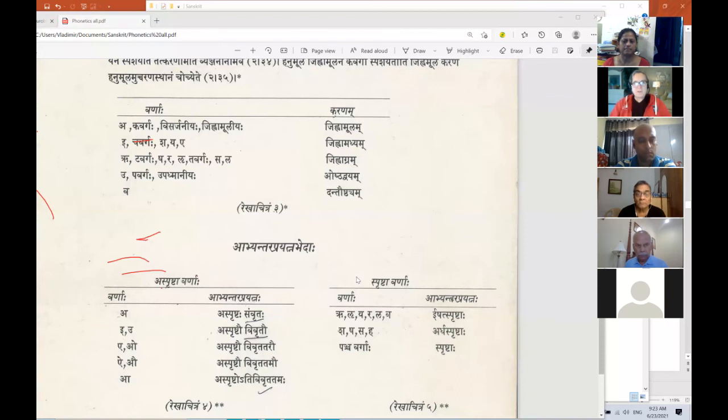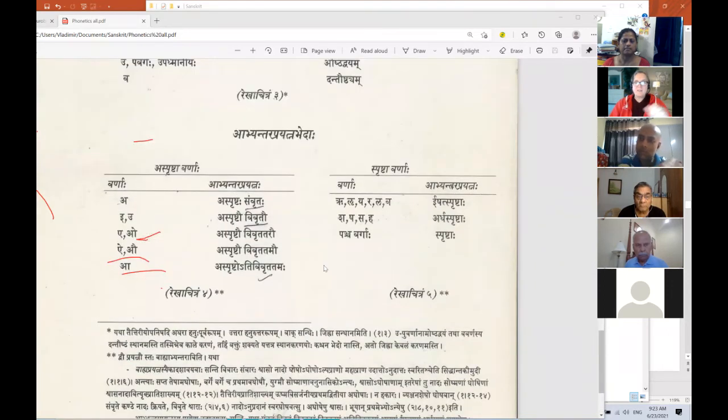So if I take this, you could see how they are treated. It's quite interesting here. There is this abhyantara prayatna bheda, the distinction between the inner efforts of articulation. And you can see that all the vowels are asprishta, they are not touched. A, I, u, they are infinite sounds. And a is samvrittah, not opening the mouth, the most closed. And a is the ativivrita tamam, the most open sound, exceedingly open.